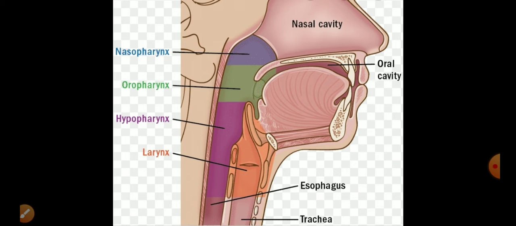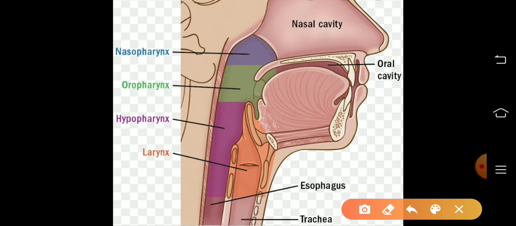So what is the length of the pharynx? The length of the pharynx, meaning from here to here, is nearly 12 to 14 centimeters.